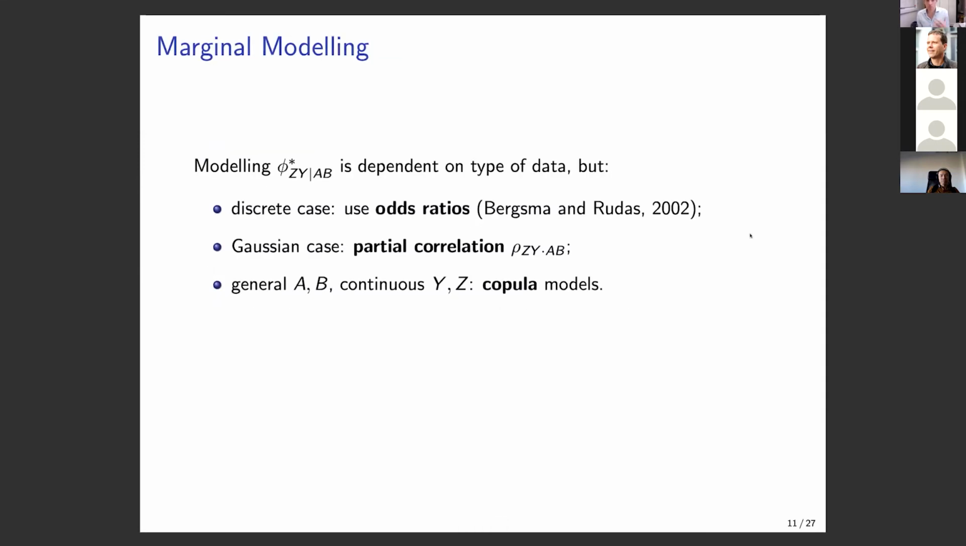Okay, so I'd brushed over the question of what phi star should be. That's because obviously it depends on the particular kind of data that you have. But as I say, in the discrete case, you can use conditional odds ratios, and they're very nicely behaved. In the multivariate Gaussian case, you can use a partial correlation. That's the obvious dependence measure. And then in the general continuous case, you can use a copula model. And copula models are really nice because they'll give you a closed form likelihood, and they're very easy to simulate from. So they're going to solve both problems 2 and 3 for us as well.